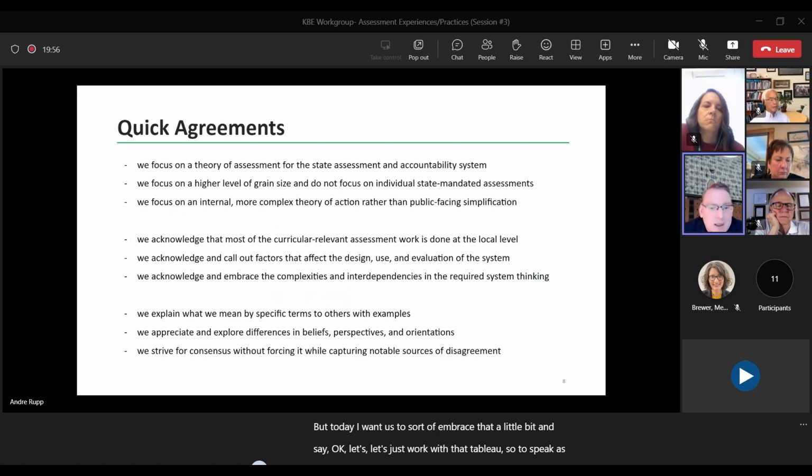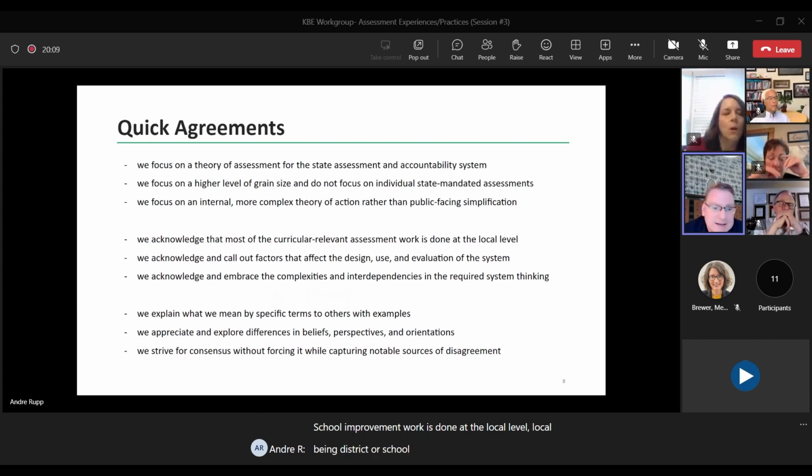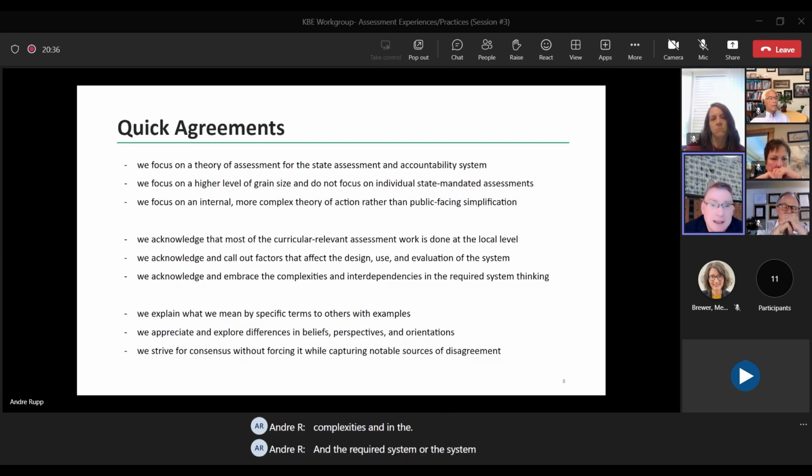I already talked about the acknowledgement that most of the curricular relevant assessment work, and also accountability work and school improvement work, is done at the local level, local being district or school. We do want to acknowledge and call out those factors that affect the design, use, and evaluation of the state assessment and accountability system. We don't want to foreground them too much, but we do want to make sure that we think about them today and put them on the table. And I do want us to acknowledge and embrace the complexities and interdependencies and the required systems thinking.